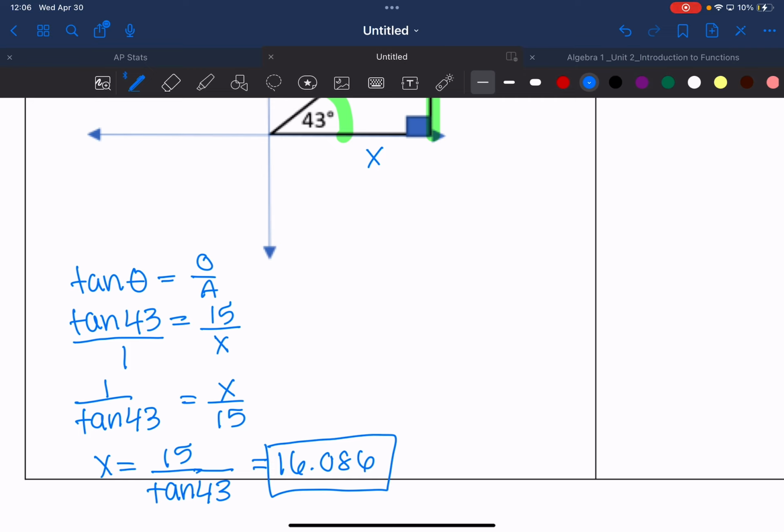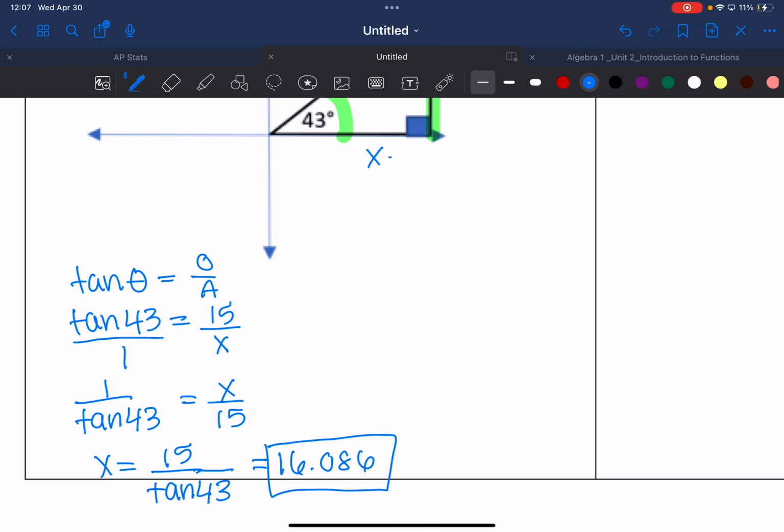So we found our other leg. Now we have 2 legs and we're missing the hypotenuse. You could do one of 2 ways. You could use the Pythagorean theorem, a squared plus b squared equals c squared, to find your hypotenuse. Or you can use the trig ratios. Either way you're going to get the same answer. I'm just going to continue using the trig ratios.